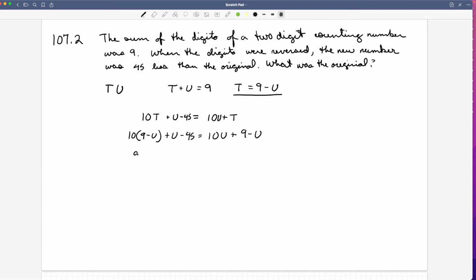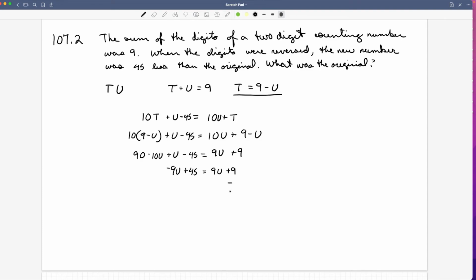So we have 90 minus 10u plus u minus 45 equals, this would be 9u plus 9. This would be a negative 10, negative 55. No, I'm sorry. That's a 10u. So that would be negative 9u, and 90 minus 45 is a positive 45, equals 9u plus 9.